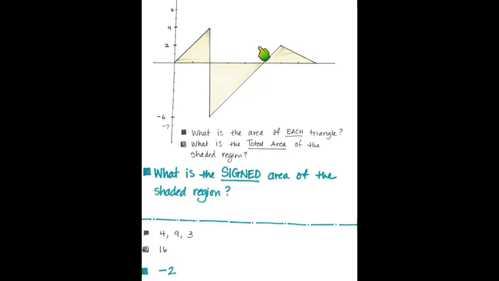If I ask you for the total area, looking at this as a geometry picture, you would say it has a total area of 16, because you would just add up each of these areas. But signed area is different: this is going to be positive 4, this is going to be positive 3, but this area here is going to be -16. And therefore the total signed area of the shaded region is -2.